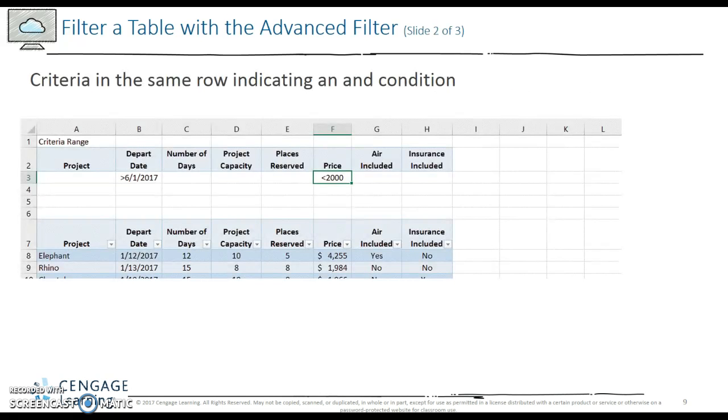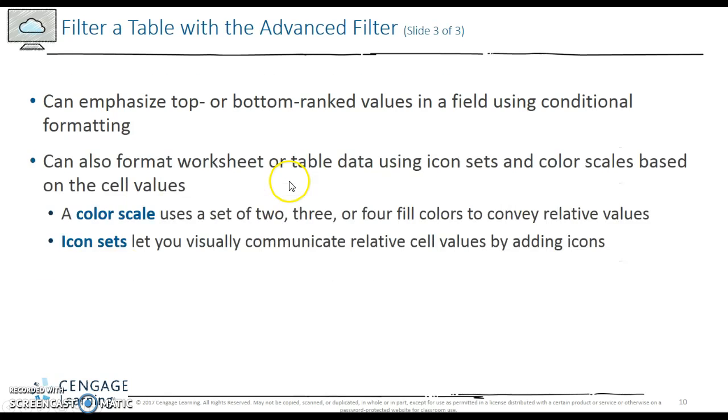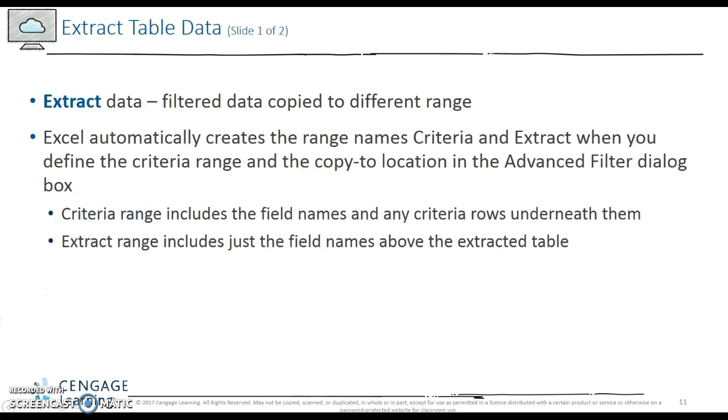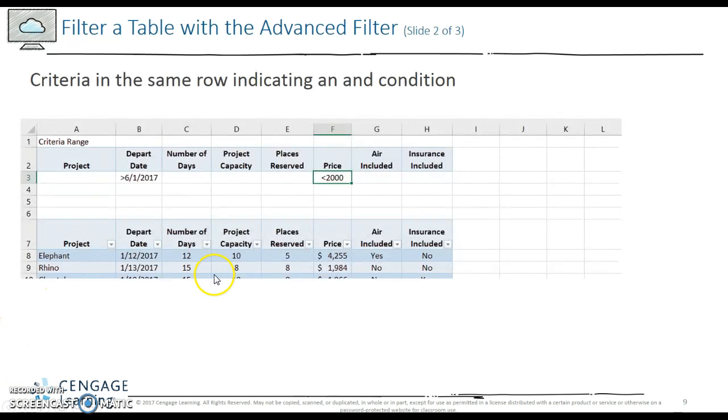So let's take a look. Here's an example of criteria that are in the same row indicating an AND condition. So you have it's greater than the date 6/1/2017, and it's less than 2000.